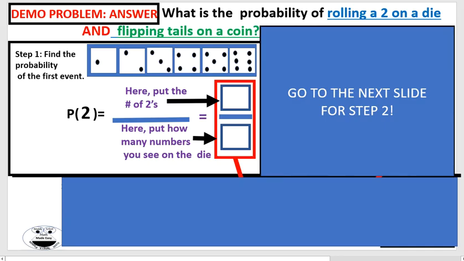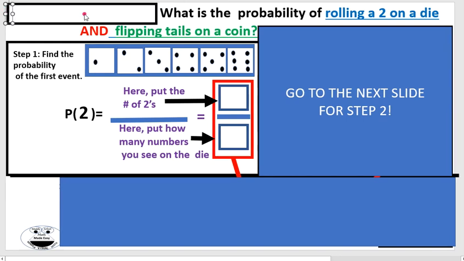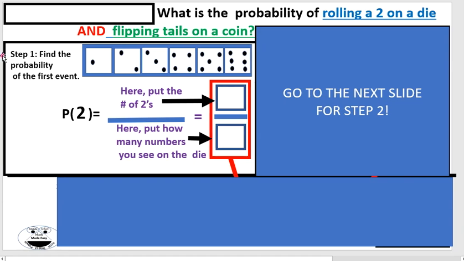We are continuing with probability. This is part 2, and this is part 1 of a new type of probability: compound events. A compound event is two events together, just like a compound word is two words put together. Here we want to find the probability of rolling a 2 on a die and flipping tails on a coin.